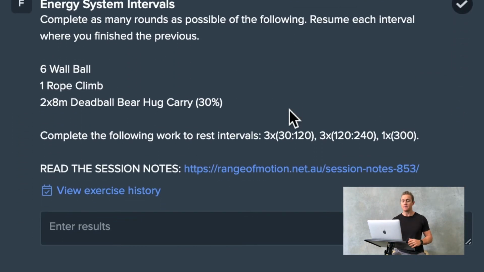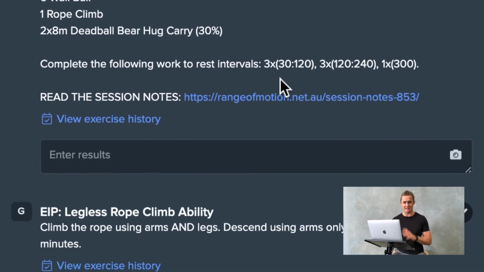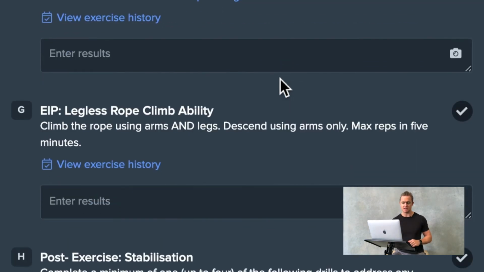Following this, we move on to the second part of training for this individual for the day. This is an energy system interval session where we are focusing very much on multiple modes and types and varieties of exercise, but very high intensity interval-based work where they're not limited by skill or stamina, but purely cardiorespiratory endurance. And again, you can see the session notes here with this session.